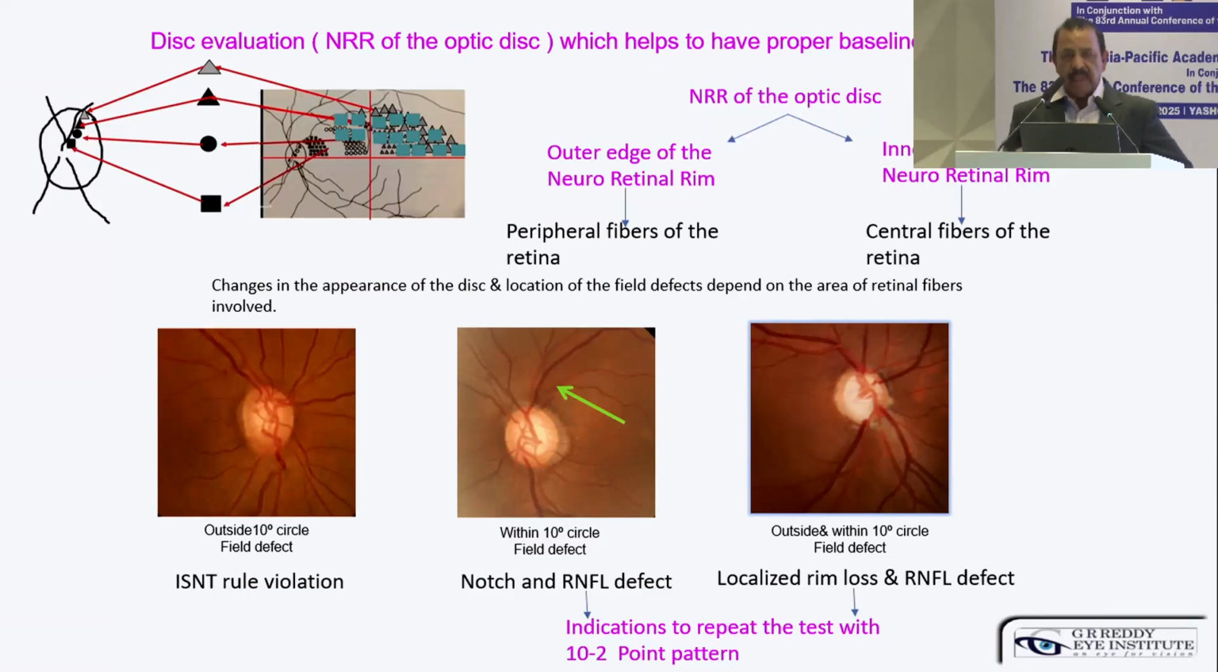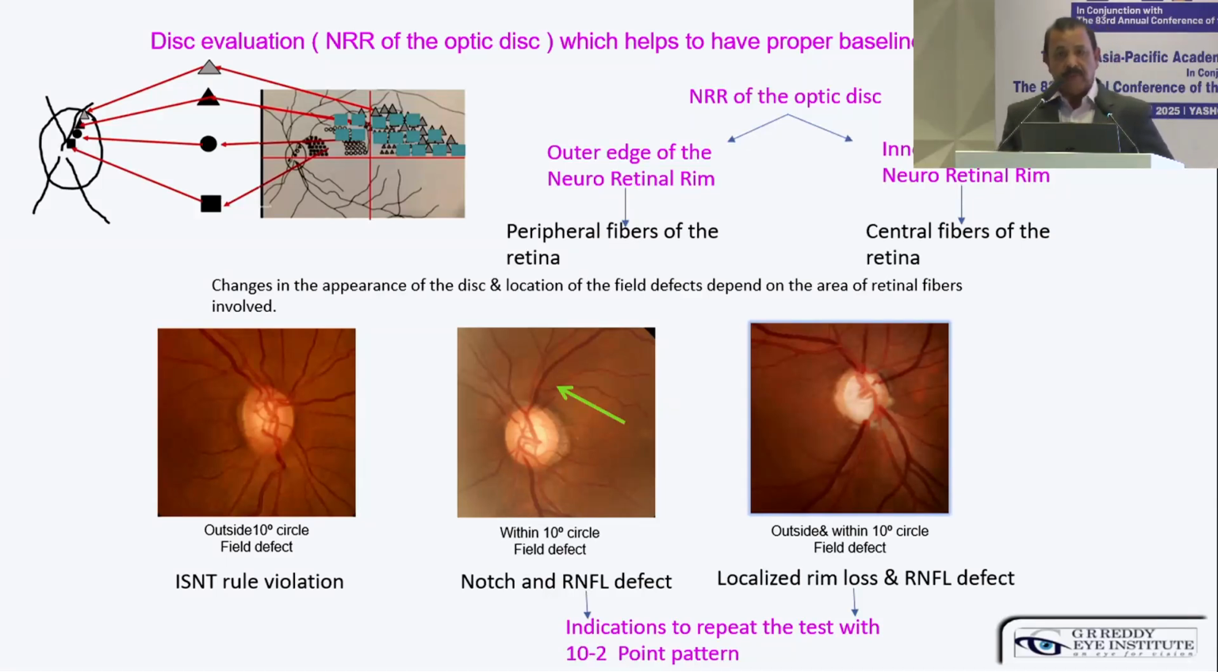And if the field defect starts from the periphery, the disc almost looks normal. At the maximum, the ISNT rule may be violated. When the defect starts from the center, that means the central fibers are involved, then the notch appears along with an RNFL defect. If you see a notch with an RNFL defect, you ask for 10-2.